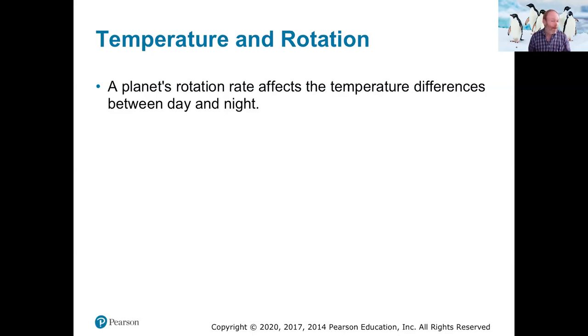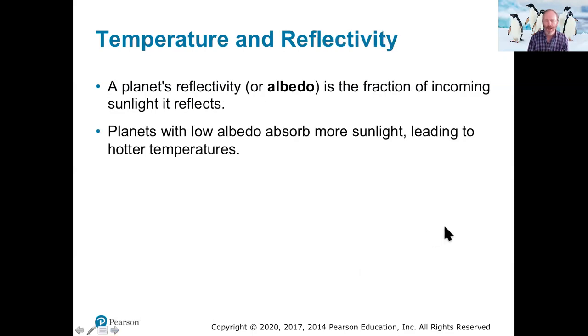On Venus, day and night are not so different, because the atmosphere holds the heat in. So day and night, it's 470 degrees Celsius. That's putting it over 800, closing in on 900 degrees Fahrenheit, day and night.